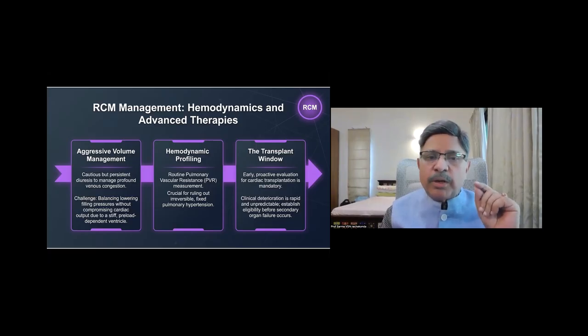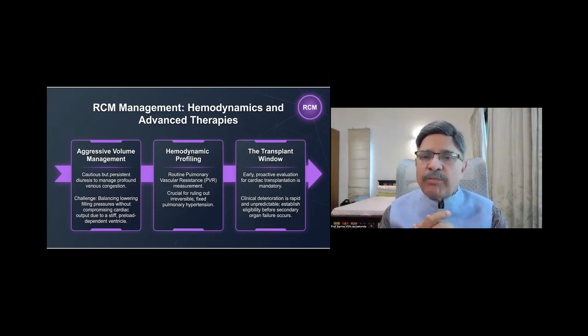Routine pulmonary vascular resistance measurement. This is called the pulmonary wedge pressure, PVR. You have to see pulmonary vascular resistance measurement, crucial for ruling out irreversible and fixed pulmonary hypertension. So you have to rule out fixed pulmonary hypertension and irreversible pulmonary hypertension before you go forward.